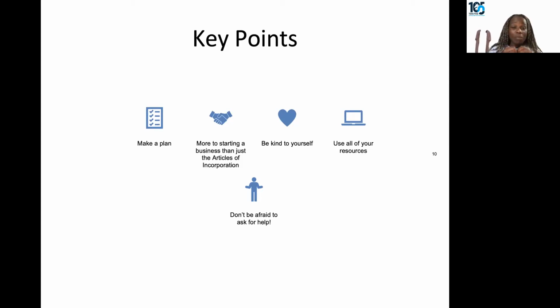Be kind to yourself. We talk about this a lot in this program. You're going through these processes and learning as you go. It's okay to admit what you don't know. You don't know what you don't know. So be kind to yourself and give yourself grace to learn. Use all of your resources, and we'll talk about this a lot through the class. There are so many resources at your disposal, especially as a woman or minority founder in the state of Florida. You might have to beat down a couple of doors and ring a couple of phones, but there are so many resources available to you, and a lot of them are free. So don't be afraid to ask for help.